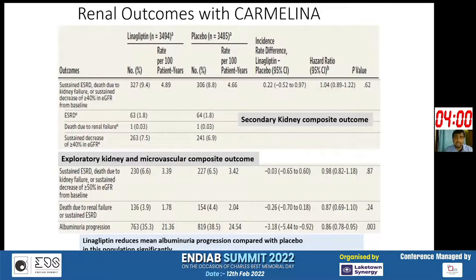So if we look at the renal outcomes with CARMELINA, the composite kidney outcome, like sustained ESRD, death due to kidney failure, and sustained decrease of more than 50% in eGFR from baseline, was not decreased with linagliptin compared to placebo, but albuminuria progression was significantly decreased with linagliptin therapy. And we know that albuminuria is a cardiovascular risk factor. So if we can halt the albuminuria progression, linagliptin might have some long-term impact in terms of cardiovascular risk reduction.